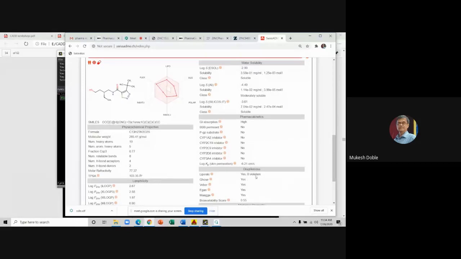It satisfies all the rules: Muegge rule, Egan rule, Veber rule, Lipinski's rule. GI absorption is also good. So this candidate appears to be a better bet as an oral drug than the previous candidate. So we can keep this as a possible candidate, like that.